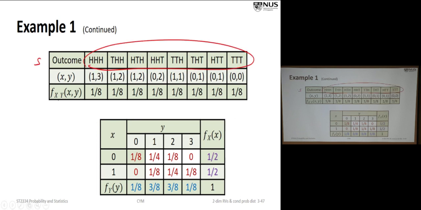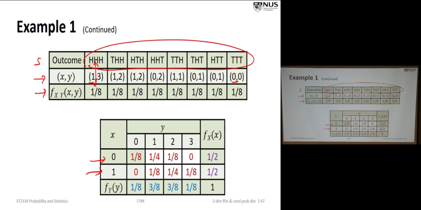This is the sample points in the experiment, and these are the corresponding values, and these are the probability for each of these sample points. All right, 1/8 for each. So now I can see that for X, only 2 possible values: X equals 0 and 1. No other values. Y can be 0, 1, 2, 3.